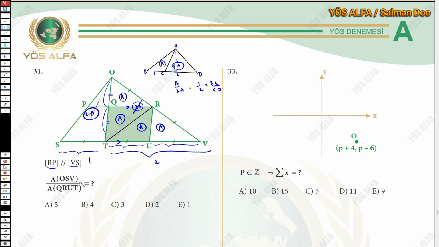So now we can talk about the ratio of OSV and QRUT. So the area OSV is the entire triangle area. It has the area 4 and 2, 6A, and QRUT is the shaded area. So the shaded area is A plus A, which is 2A. So their area ratio is 3. The answer is C.